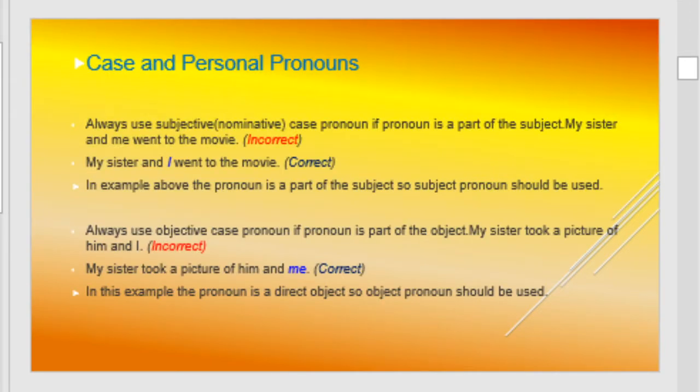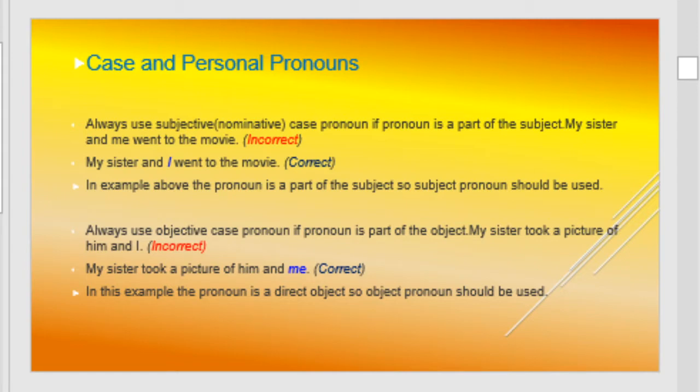Next, case and personal pronoun. This is a little bit complicated, but I just want to give you this one because this is part of personal pronoun. Always use the subjective nominative case pronoun if the pronoun is a part of the subject. My sister and me went to the movie. That is incorrect. If you notice, we use "and me," right? It should not be me. My sister and I went to the movie. That is the correct one.